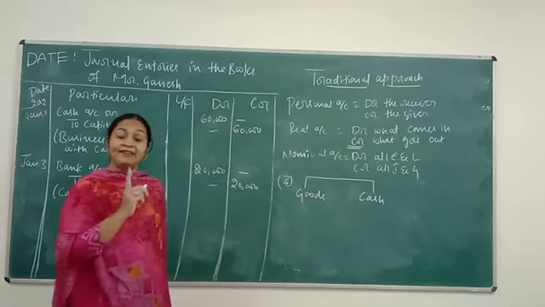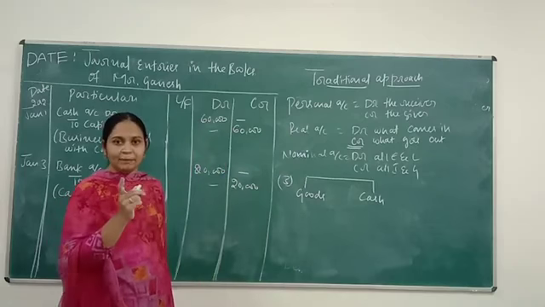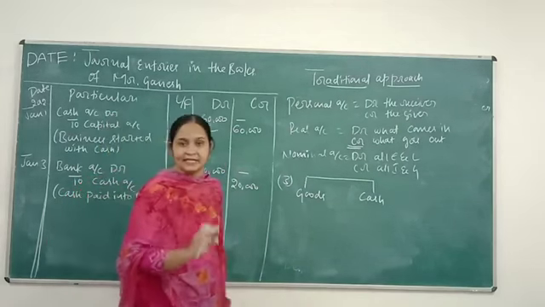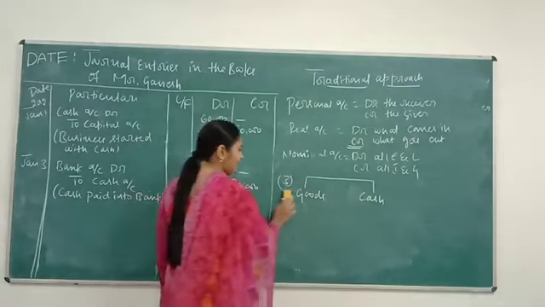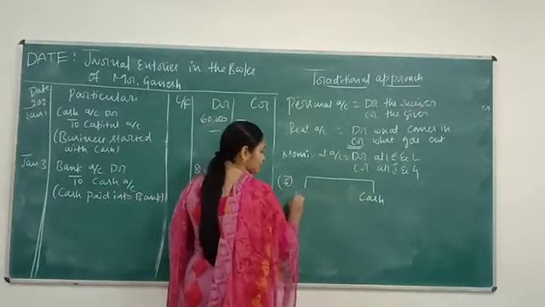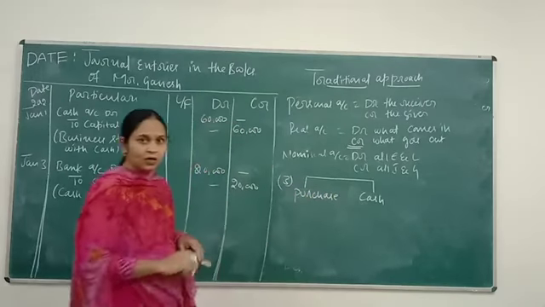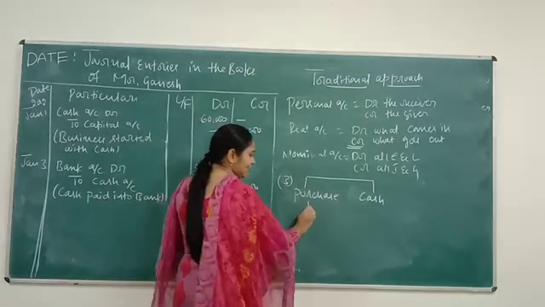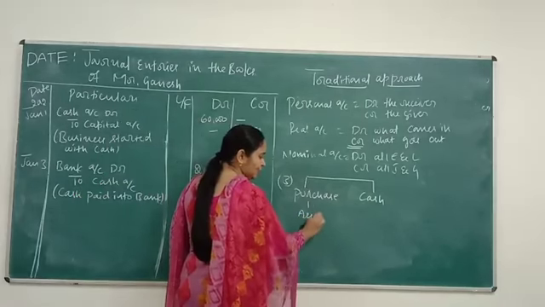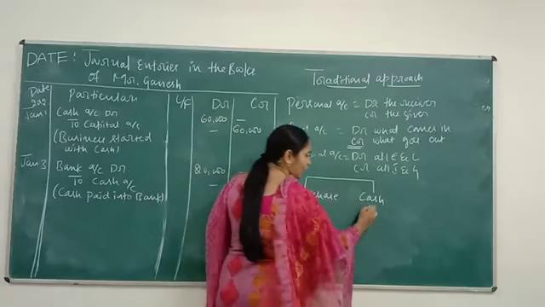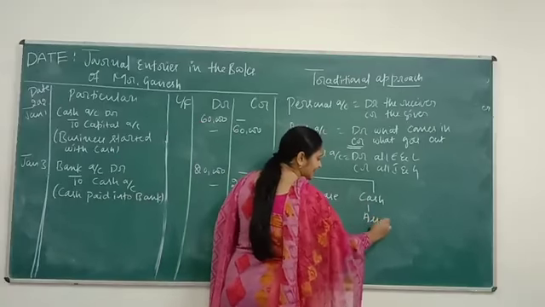I should write the event name, whether I am purchasing, what I am doing. I should write the reason, the exact reason. Okay. What is the event? I am purchasing goods. So goods is an asset. Cash is also an asset.